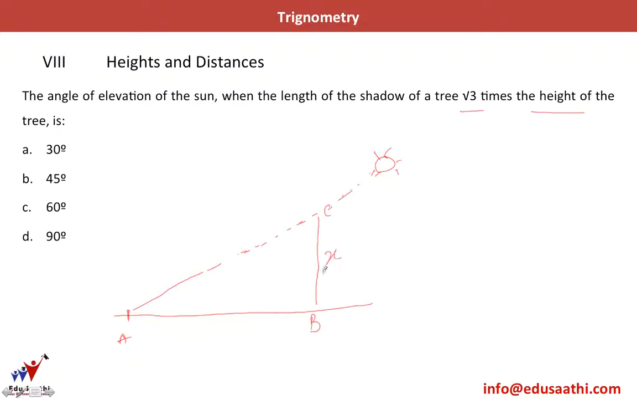So if I take the length of the tree as X, I am given the shadow of the tree is root 3 times the height of the tree. So this Y is equal to root 3 times X. So in other words, I have X by Y is equal to 1 by root 3. Now if I apply tan theta in this triangle, I have tan theta is equal to X by Y, which is nothing but 1 by root 3. I know that tan 30 is 1 by root 3. So this angle theta here is definitely 30 degrees.